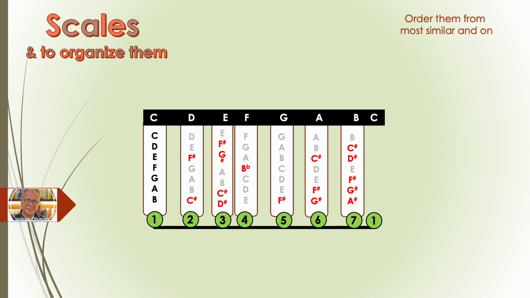What we're looking for is, of course, the number of sharps and the number of flats in the scale. Sharps and flats matter. C major does not have any sharp notes or any flat notes, so the difference between C major and any other scale would be the number of sharp or flat notes.